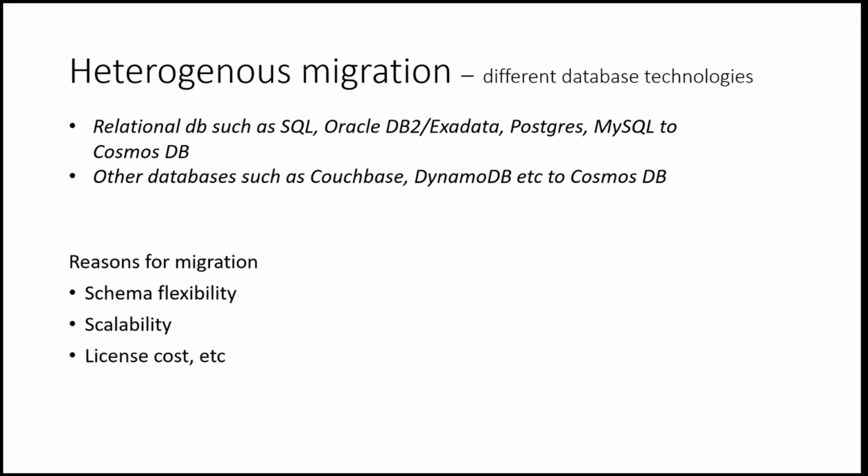Cool. So if we do not have any questions, then I'll proceed to talk about heterogeneous migration. Heterogeneous migrations are basically migrations between different database technologies. So you have migration from relational DBs like SQL or Oracle DB to Exadata, Postgres, MySQL to Cosmos DB. Or it could be some other databases like key value stores like Couchbase, DynamoDB, etc. to Cosmos DB.